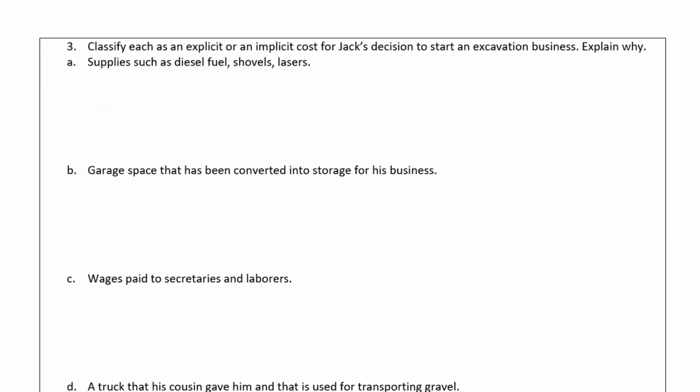Same concept here. We're looking at explicit or implicit cost for Jack's decision to start an excavation business. So these are supplies for excavating, in case you have no idea what these are. So you're going to be looking at this stuff and classifying it as explicit or implicit. So is it something that is the actual cost of doing the decision he's making, or something that he's given up, right?